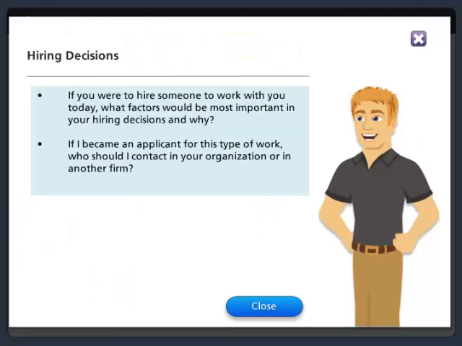Hiring decisions. If you were to hire someone to work with you today, what factors would be most important in your hiring decisions and why? If I became an applicant for this type of work, who should I contact in your organization or in another firm?